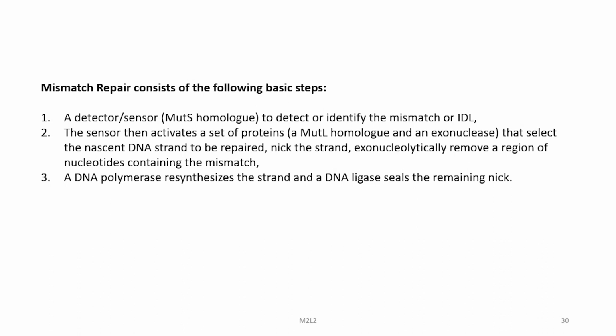Mismatch repair consists of the following basic steps. In the first step, a detector or sensor, a MutS homolog, is employed to detect or identify the mismatch. The sensor then activates a set of proteins, a MutL homolog and an exonuclease, that select the nascent DNA strand to be repaired, nick the strand, and exonucleolytically remove a region of nucleotides containing the mismatch. A DNA polymerase resynthesizes the strand and a DNA ligase finally seals the remaining nick.